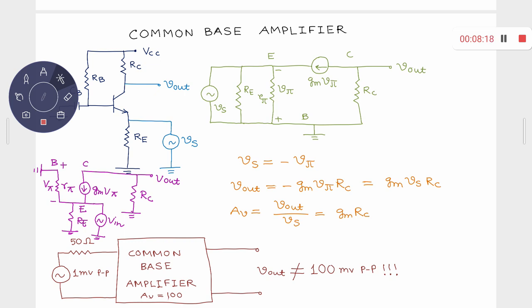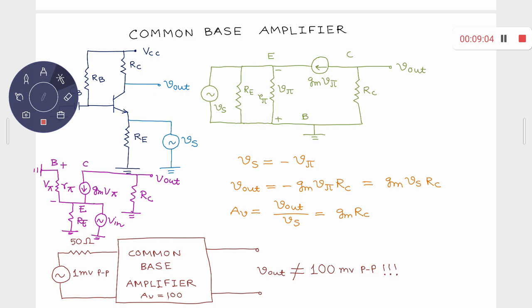Then we are interested in finding the ratio Vout upon Vs. Just apply Kirchhoff's voltage law there. What is the relation for V pi? V pi is the voltage between the base and emitter, that is VBE, so this side positive, this side negative. And Vs is applied with respect to the base, that means VEB. So Vs is equal to minus V pi. What is my Vout? The gmV pi current is flowing, so minus gmV pi current will flow through RC. So Vout is minus gmV pi times RC, that is gm Vs times RC. So the voltage gain AV turns out to be Vout over Vs equal to gm times RC. There is no phase difference.